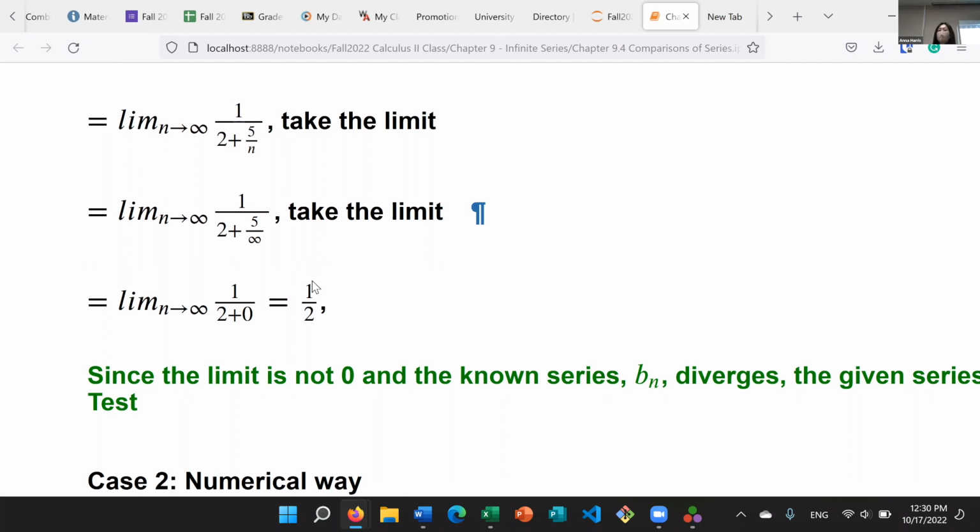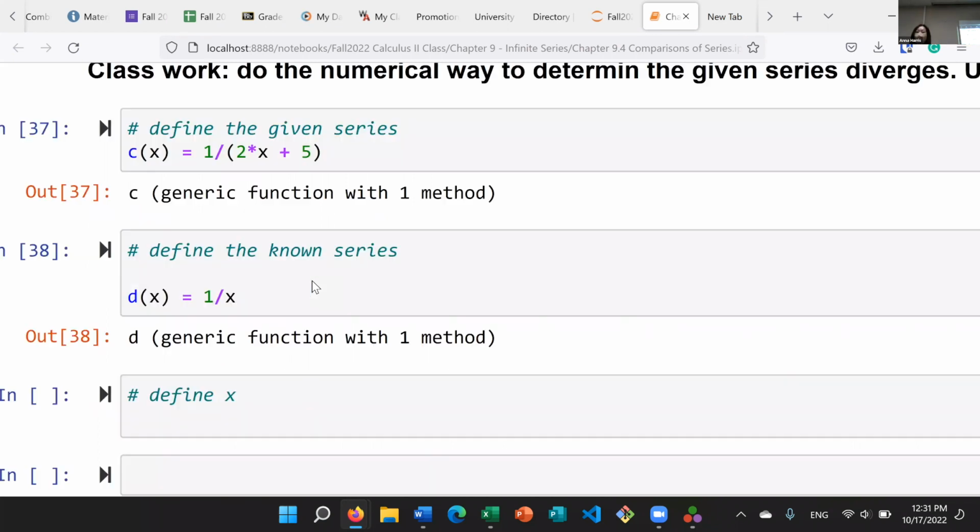It's just a number. According to here, what does it say? If one converges, the other also converges. If one diverges, the other one also diverges. So I defined the given series, I defined the known series, now do everything else. Okay, I'm going to watch you. This time I'm using c and d, I use x instead of n. Do you see that?